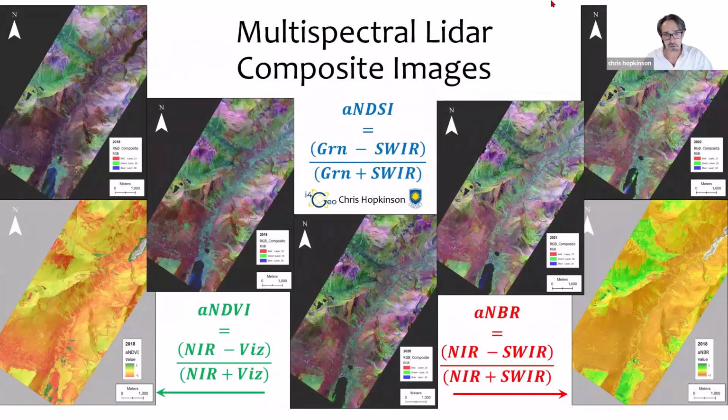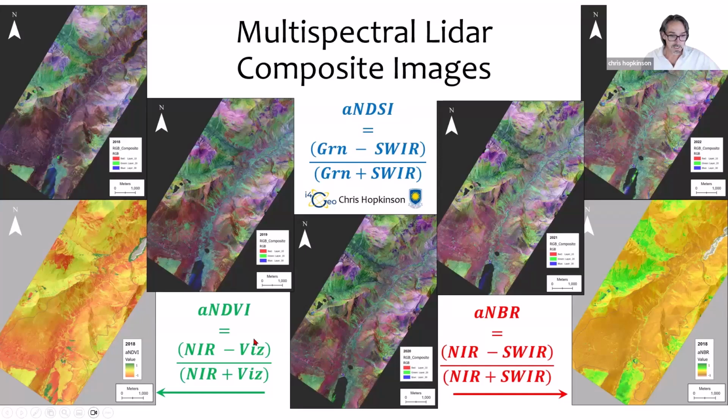Now, of course, we can also develop normalized indices. In a snow context, the active normalized difference snow index is very useful. So green minus shortwave infrared, over green plus shortwave infrared. So the ratio of those can be useful in giving us snow cover. I'll illustrate that in a minute.